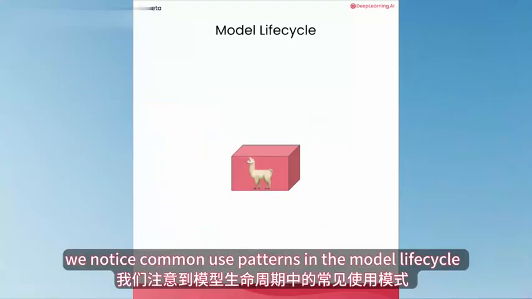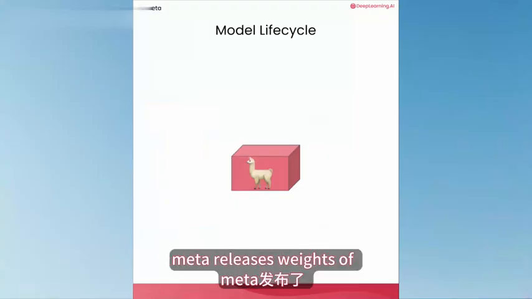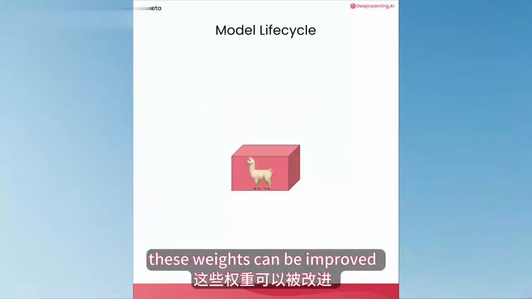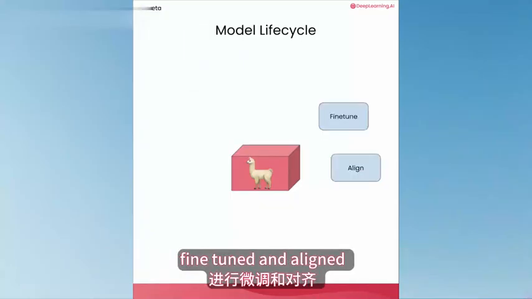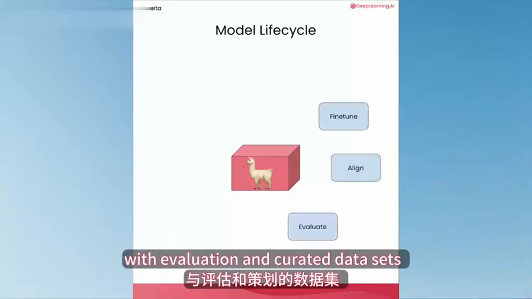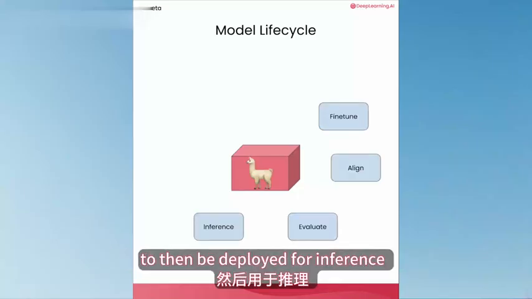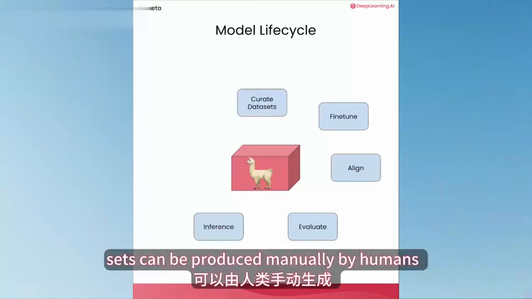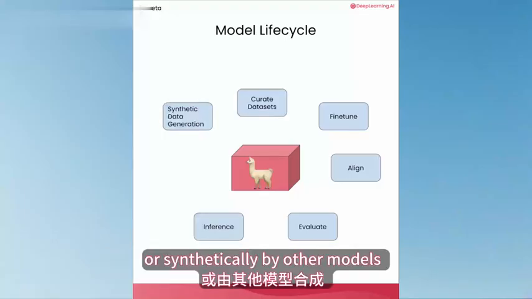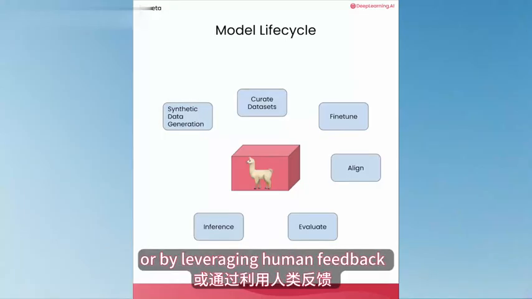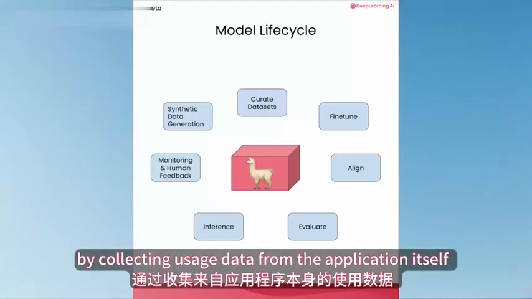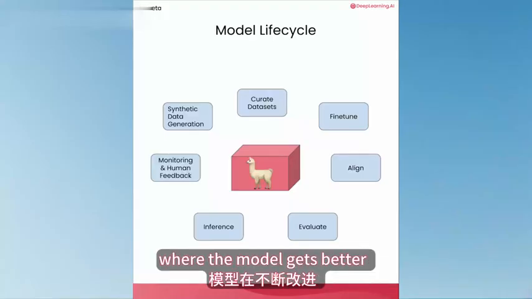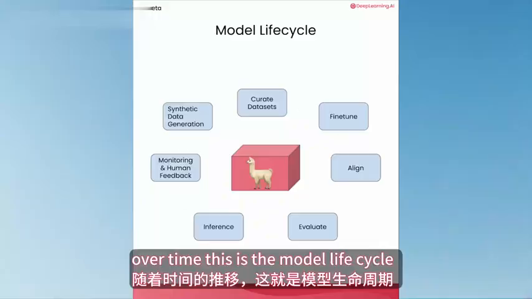Similarly, we noticed common use patterns in the model lifecycle. Meta releases weights of Llama models to support several use cases. These weights can be improved, fine-tuned, and aligned with evaluation and curated datasets to then be deployed for inference to support specific applications. The curated datasets can be produced manually by humans or synthetically by other models or by leveraging human feedback by collecting usage data from the application itself. This results in a continuous improvement cycle where the model gets better over time. This is the model lifecycle.